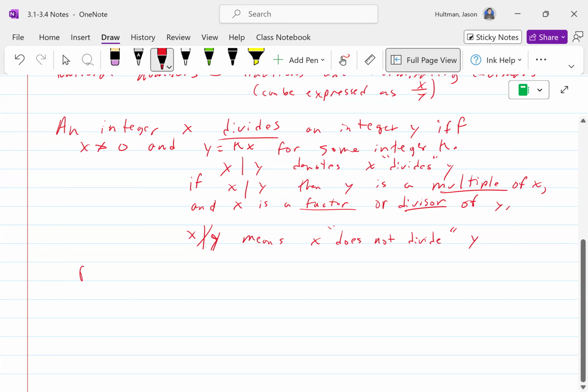Prime number: a positive integer that is only divisible by 1 and itself.